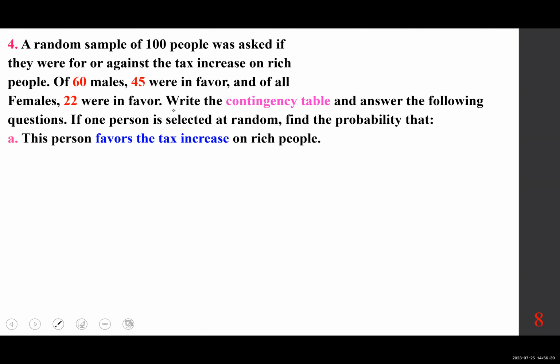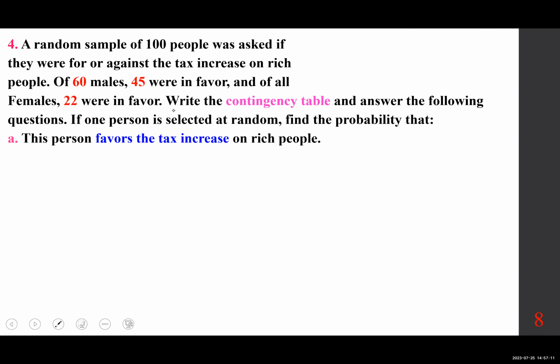Could somebody read this question, please? A random sample of 100 people was asked if they were for or against the tax increase on rich people. Of 60 males, 45 were in favor, and of all females, 22 were in favor. Write the contingency table and answer the following questions. If one person is selected at random, find the probability that this person favors the tax increase on rich people.